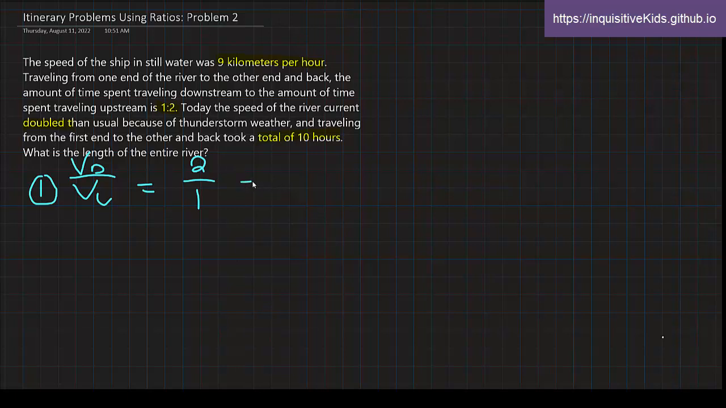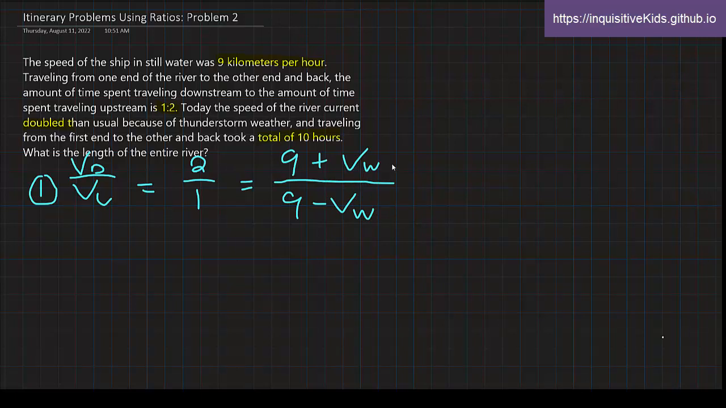So we know that there's a water speed, and water speeds don't change. Well, they do, but in each scenario, they don't change. So the downstream speed would be 9 plus the water speed, the velocity of the water. And the upstream speed would be 9 minus the velocity of the water.